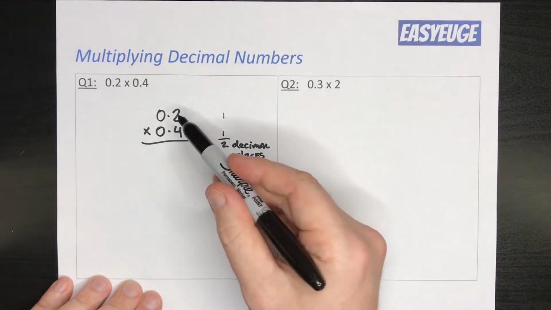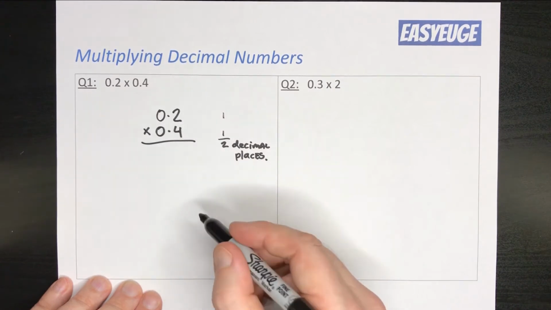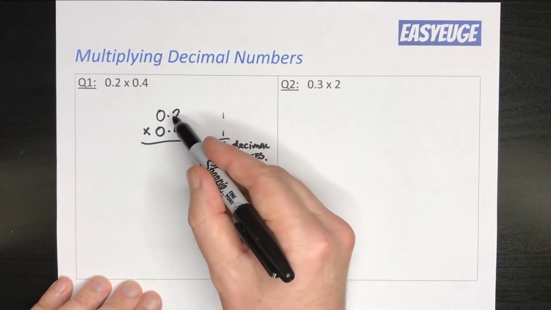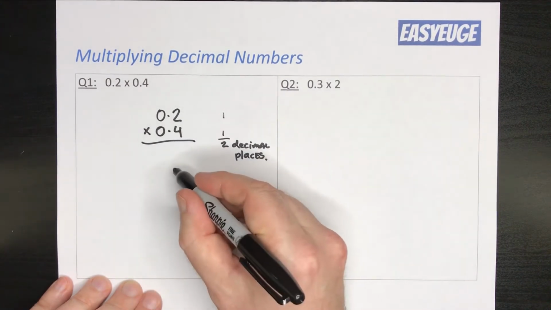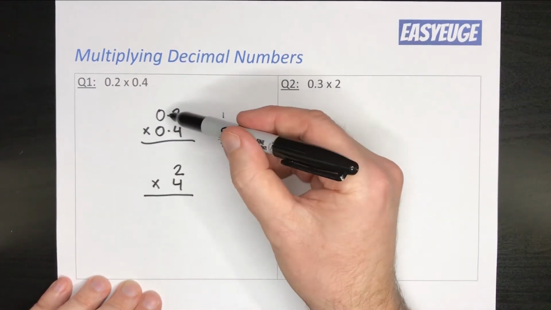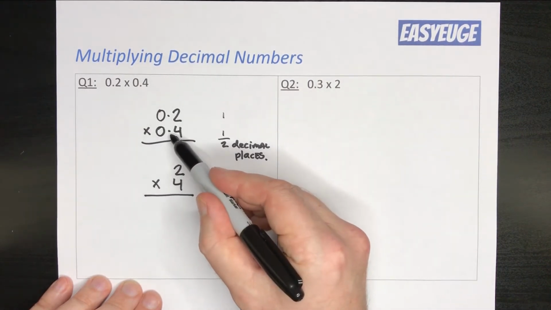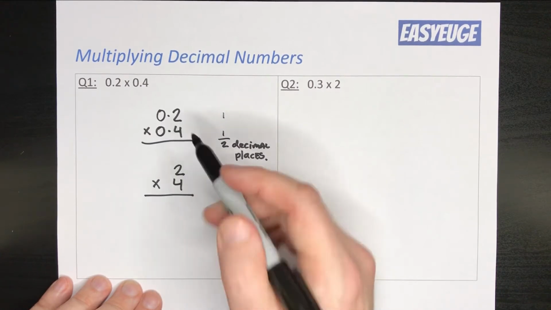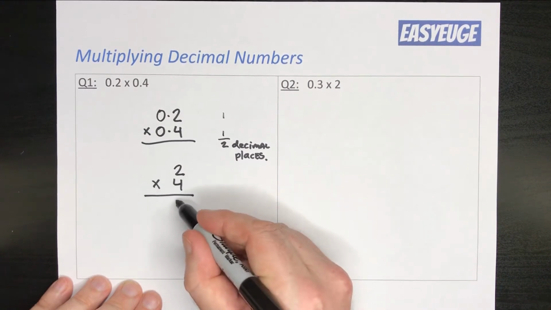So let's go ahead and multiply this out without the decimal points. Okay, so let's just imagine those decimal points are not there. So this would very simply become 2 multiplied by 4. Because I've taken away the decimal point, 0.2 is very simply 2. And if I take away this decimal point, 0.4 is very simply 4. So the question is 2 by 4, which is 8.